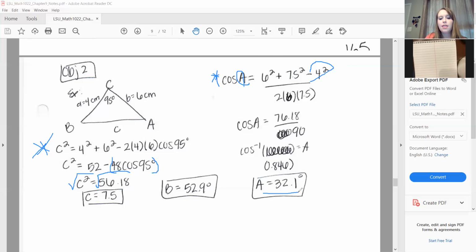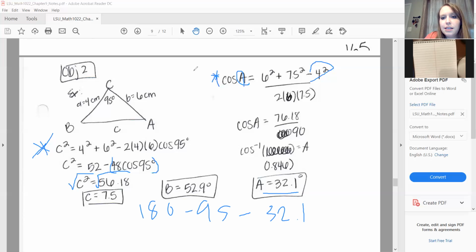And then from there, you could just do 180 minus 95 minus 32.1. And that's how I got 52.9. So that's the side angle side case. And I hope that kind of makes sense to you guys.